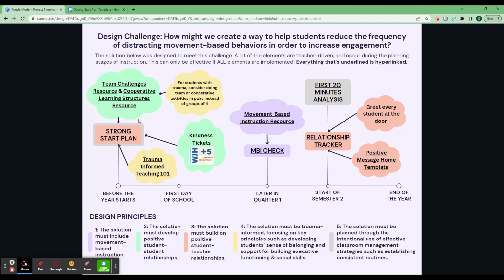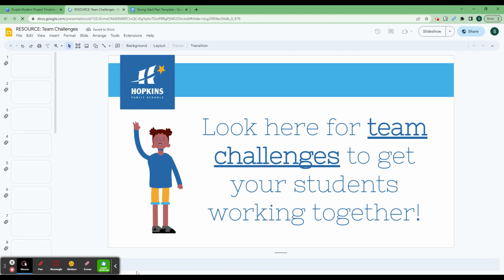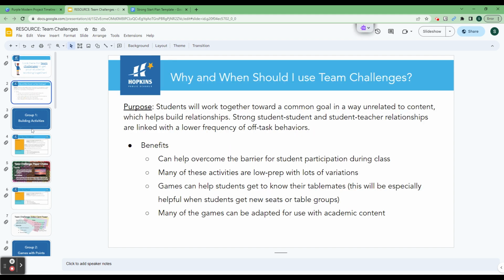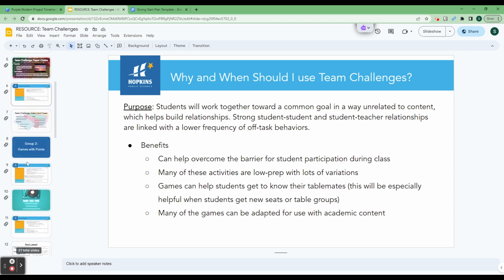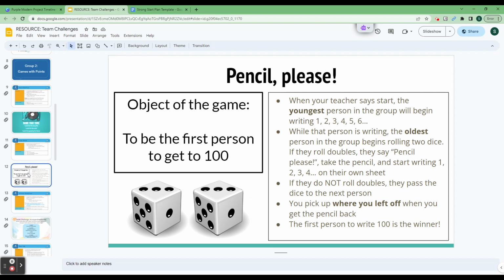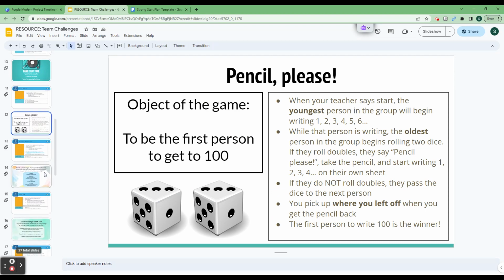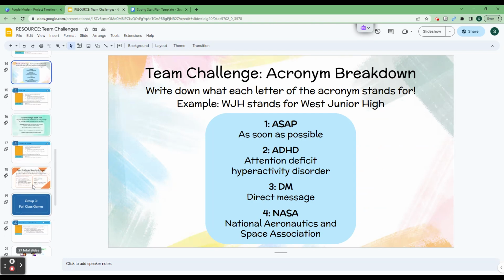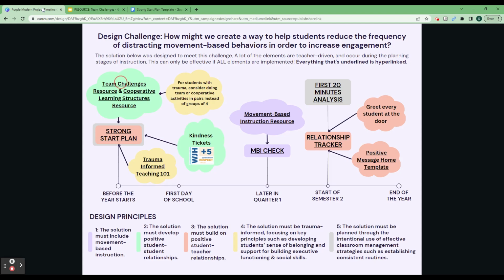And so some resources that can contribute to a really strong start plan would be this Team Challenges resource, which is a Google Slides resource that's full of different team building activities. These help students work together. So it addresses the design principle of building student student relationships in a gamified way. So this resource has a ton of different games and activities that can be done in an ongoing way or just as a one off to help build some relationships.